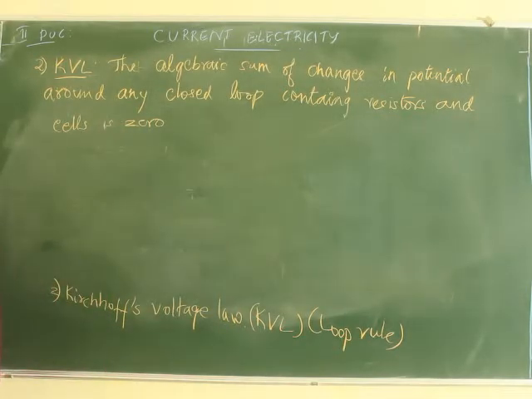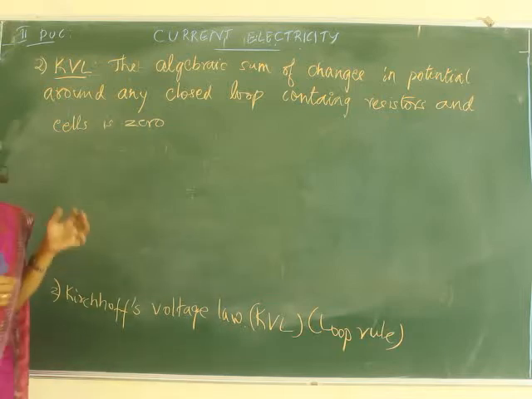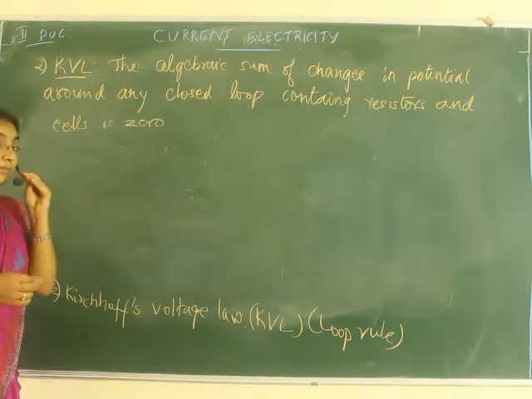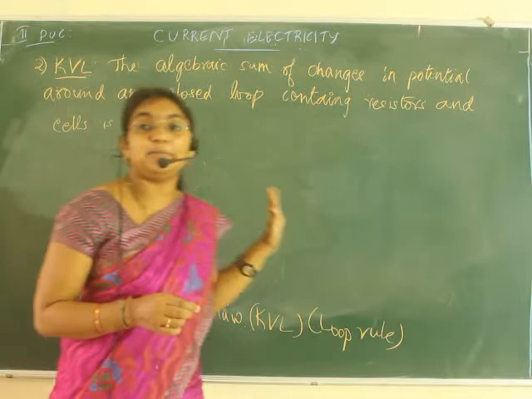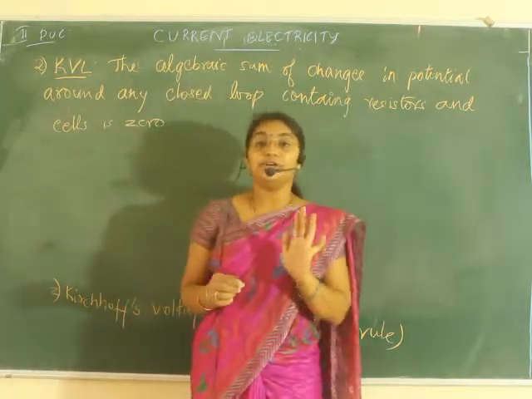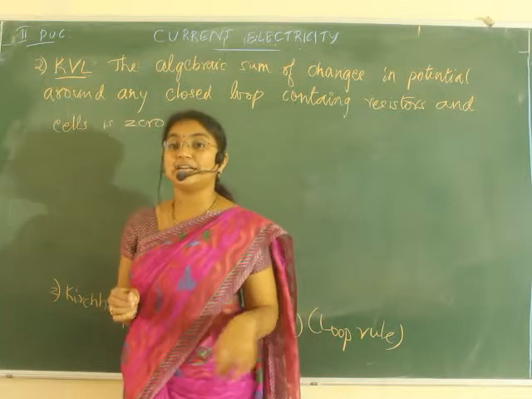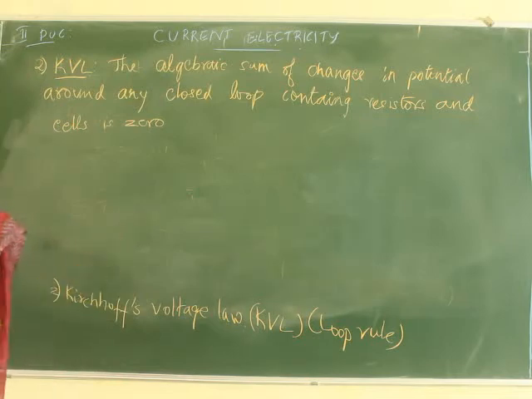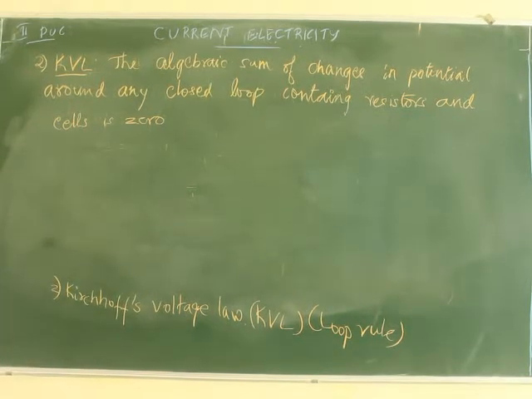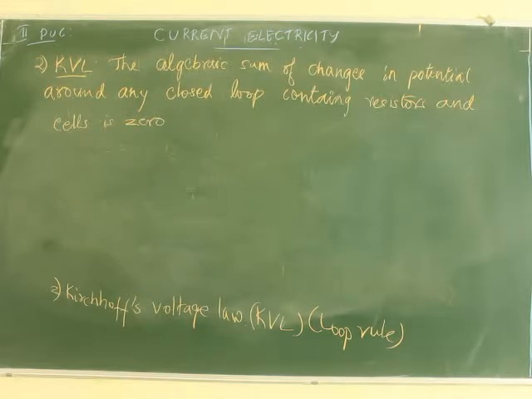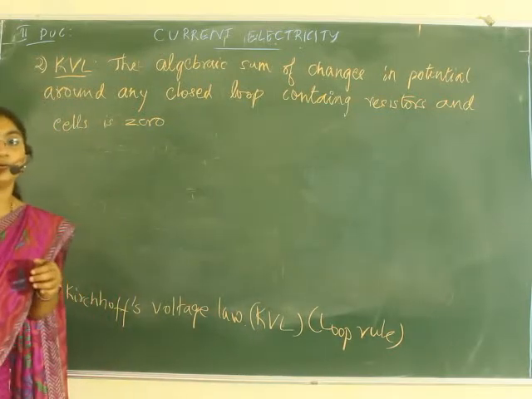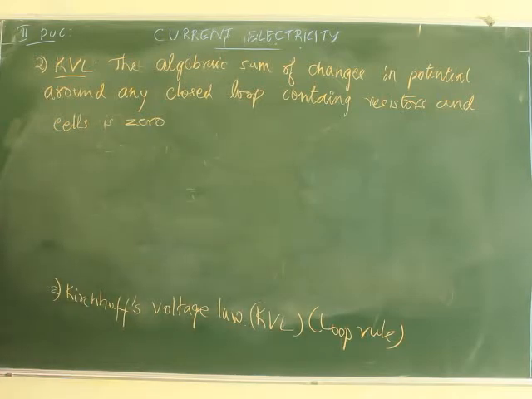So we understand that it is a circuit. There is no word 'circuit' in the statement. Statement means it should be the statement as given by the scientist itself. You don't write your own statement by understanding the concept. Okay? It will become your rule then. So we don't want your rule, we want our KVL. Correct? Kirchhoff's rule. The algebraic sum of changes in potential around any closed loop containing the resistors and cells is 0. So what can I write as the explanation?